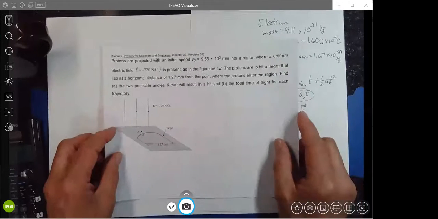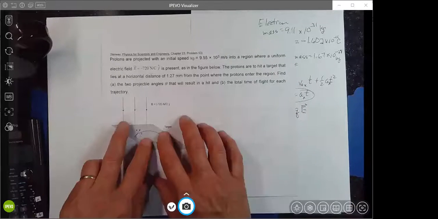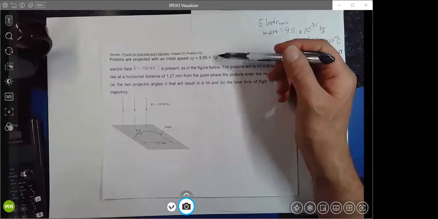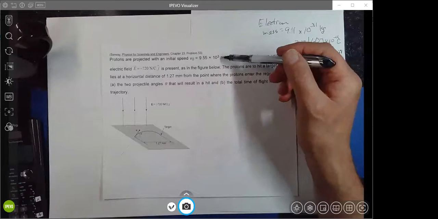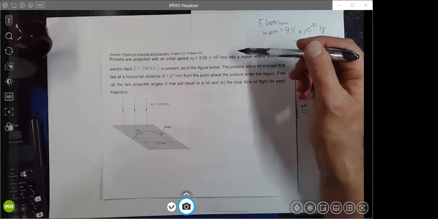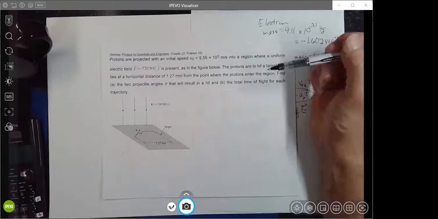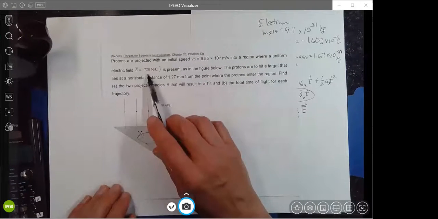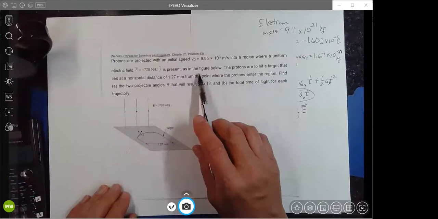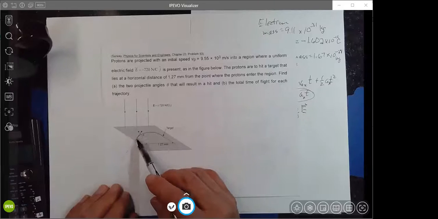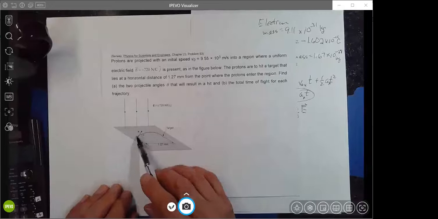Okay, this one's, I don't know how well you can see this illustration here, but we have protons projected with an initial speed of 9.55 times 10 to the 3rd meters per second, which isn't very fast for a proton. And they're projected into a region where a uniform electric field given by that is present, as shown in the figure below. So the idea is they're launched in here. There's some little tiny hole here that they're launched through.